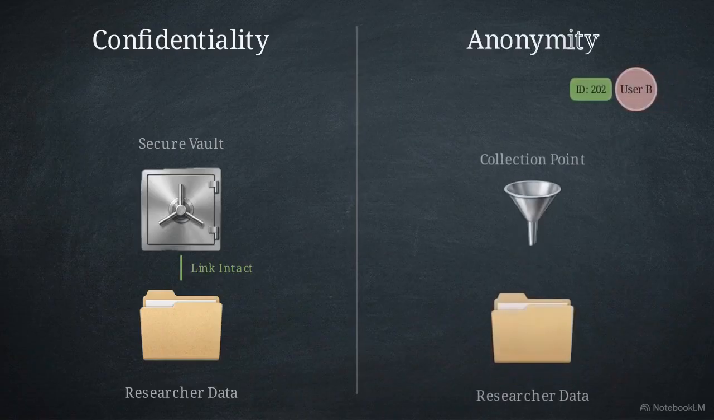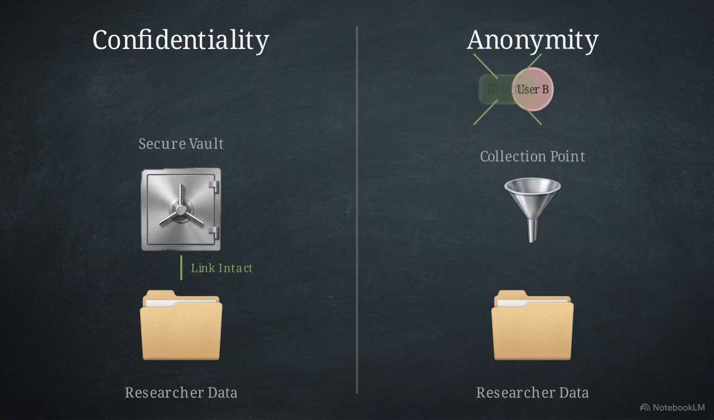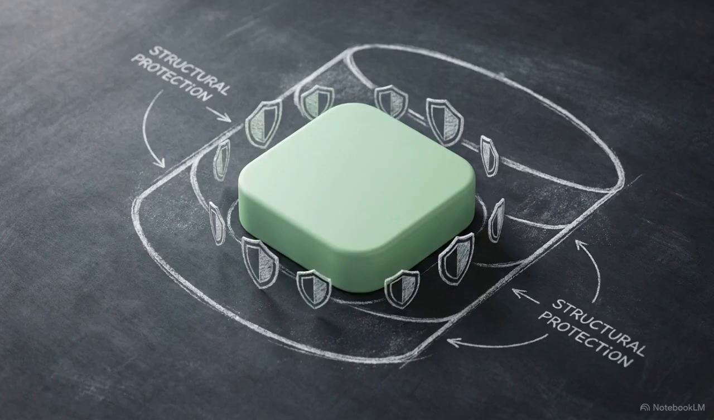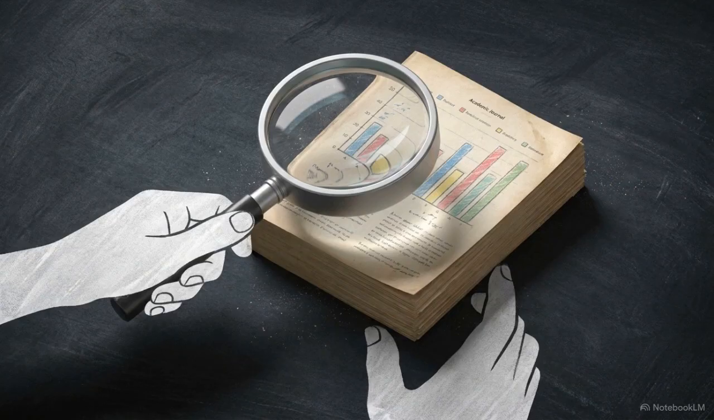On the right, we see anonymity. Here, identifying markers are destroyed at the point of collection. The researcher cannot link the data back to the individual. Understanding this mechanical difference is necessary for building a methodology that truly protects the participant. Evaluating a research paper requires an audit of the processes used to generate its results.